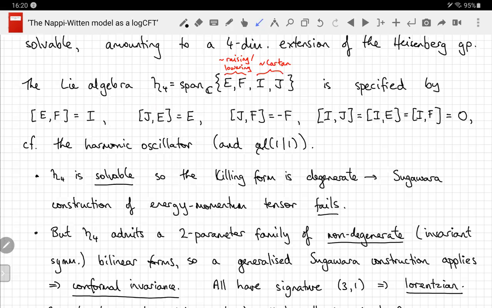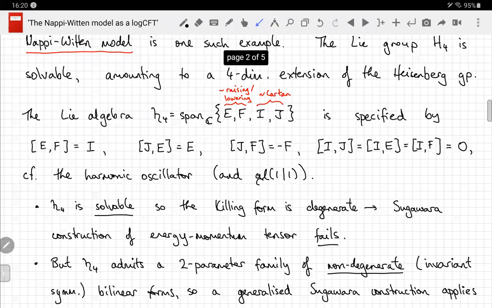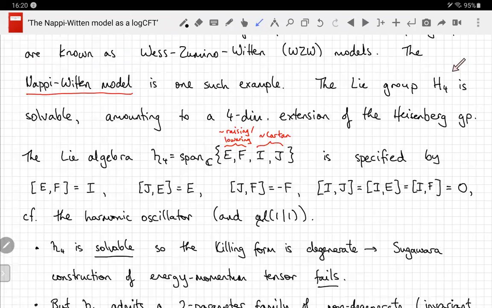So this is a Lie algebra that everybody knows extremely well, and it's nice to see it cropping up in the Nappi-Witten model. So just to be clear, the Nappi-Witten model has the corresponding Lie group, a non-compact Lie group, as its target space. This is just the corresponding complexification of the corresponding Lie algebra.